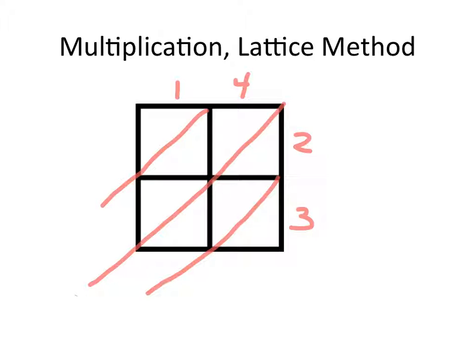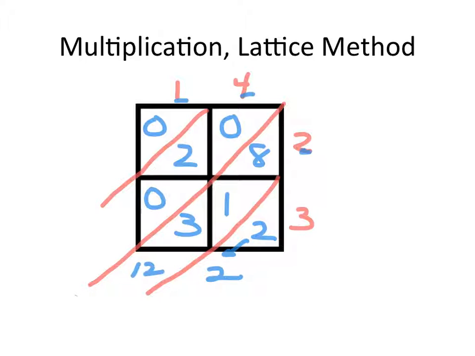The nice thing about this is that, again, you can start anywhere. So I can take the 1 times the 2, and I can put that here. 4 times 2 is 8. 1 times 3 is 3. 4 times 3 is 12. Now I filled in my lattice, and all I have to do is add up my diagonals. 2, 12, 2, 0.